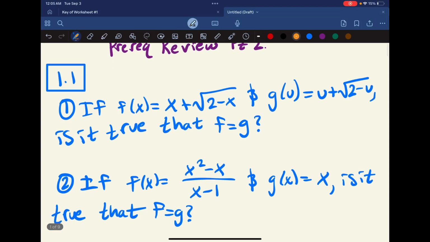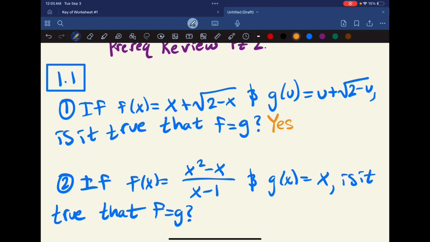Okay, for 1.1 number 1, we're asked if f of x equals x plus the square root of 2 minus x and g of u equals u plus the square root of 2 minus u, is it true that f equals g? And this one is going to be true or yes, because it's literally the same thing. When you see a question like this, it's generally going to be related to a hole or lack of a hole.